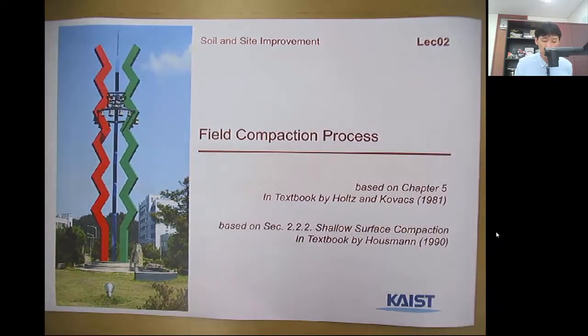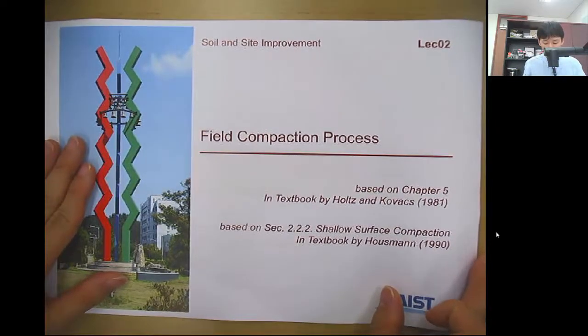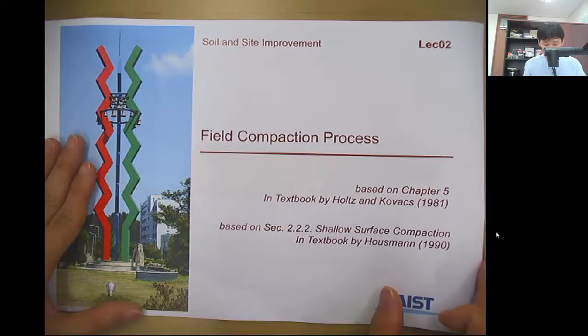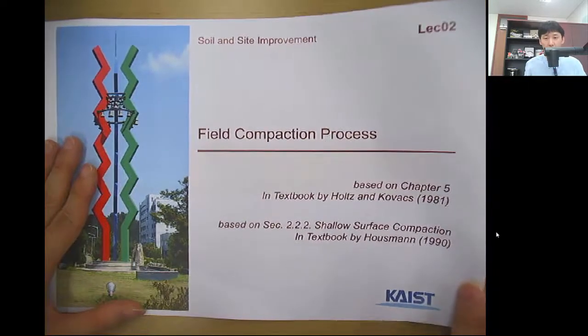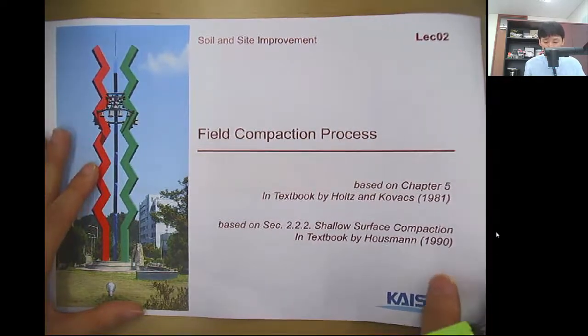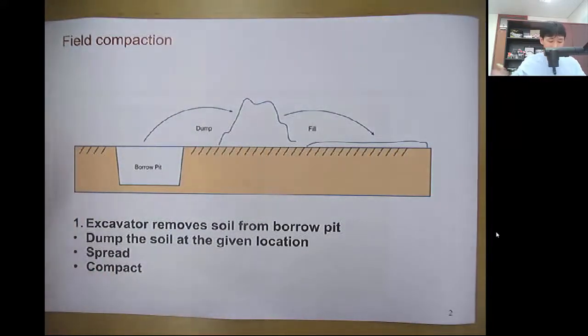Okay, so continuing from the field specification, let's talk about the field compaction process. These slides are based on chapter 5 in the textbook by Holtz and Kovacs, and section 2.2.2 in the textbook by Hausmann. So for the details, I recommend you to read these two materials. So let's move on. In the field compaction, let's define some terminology here.